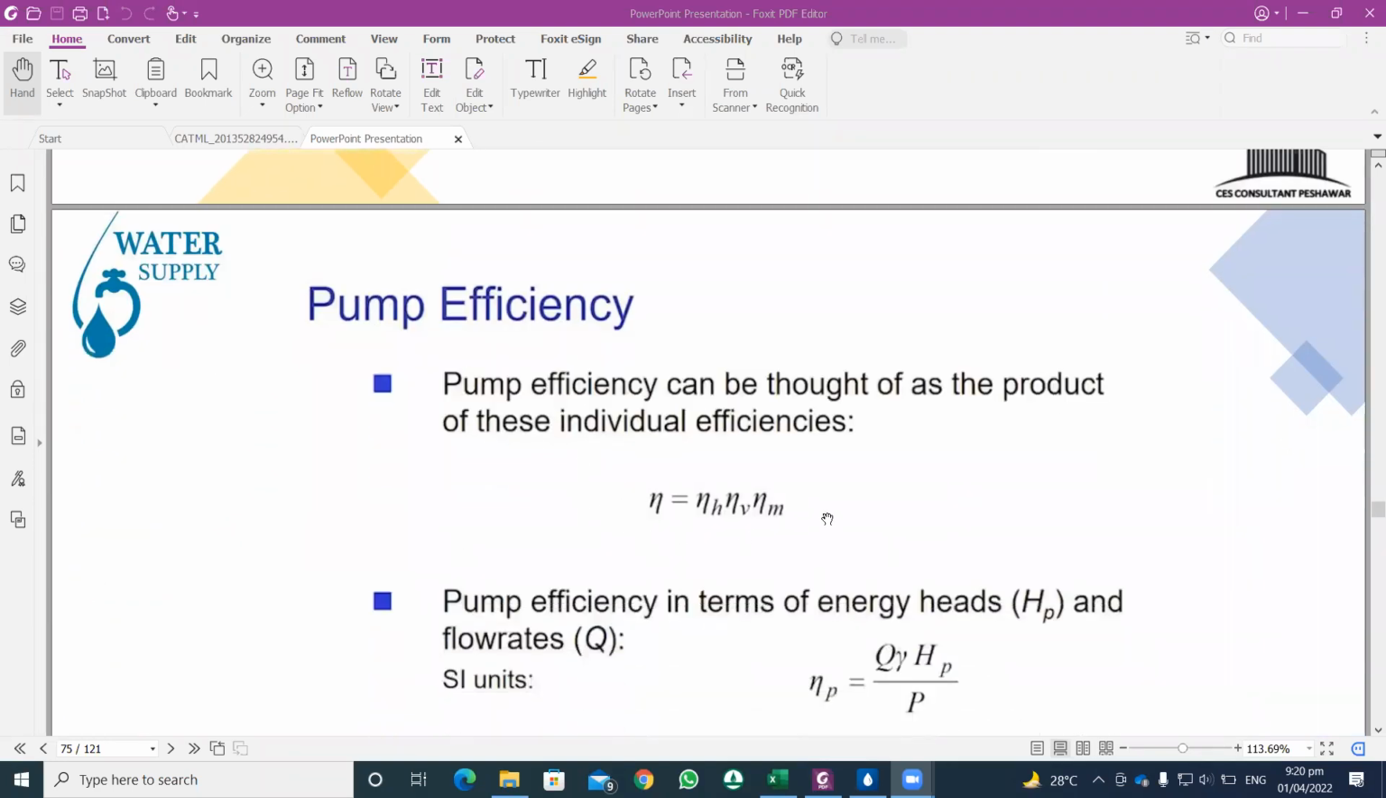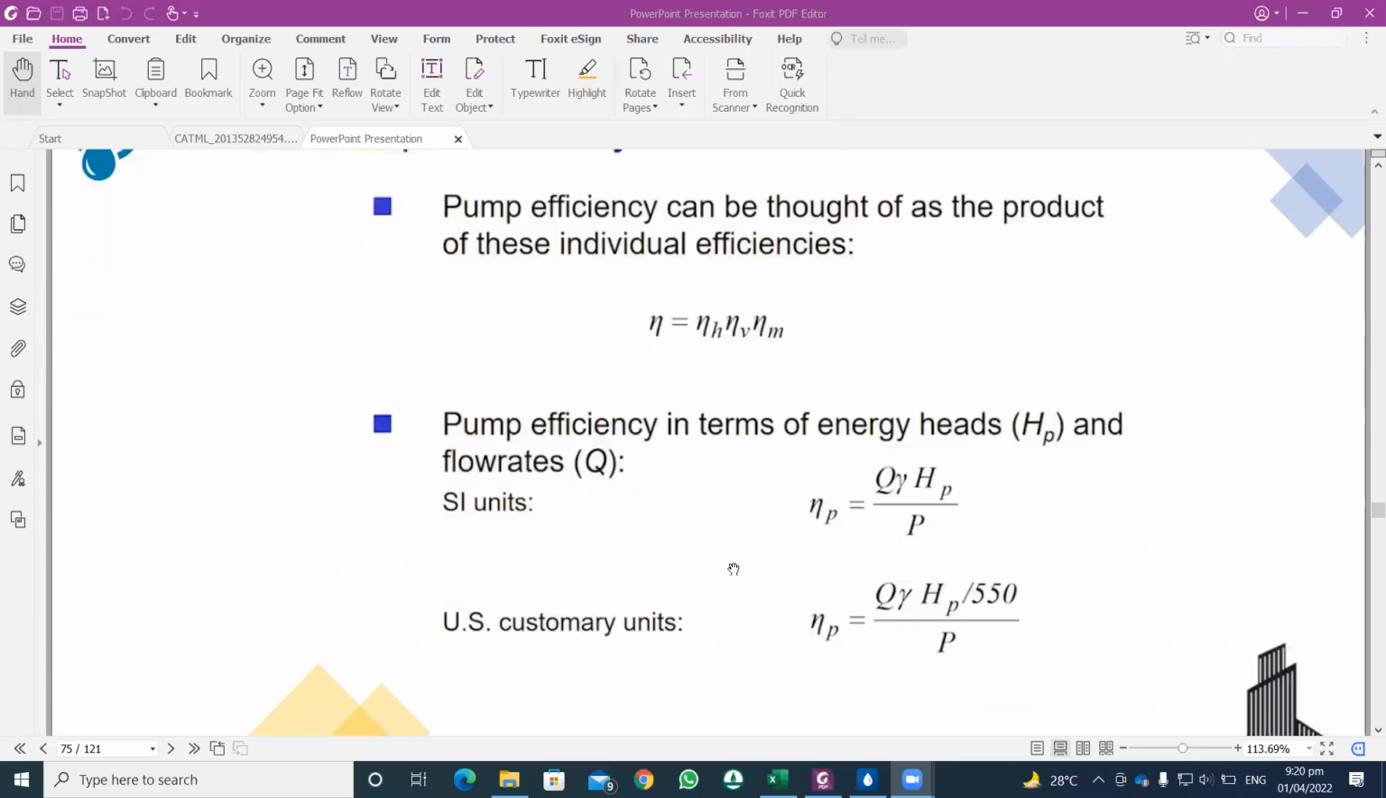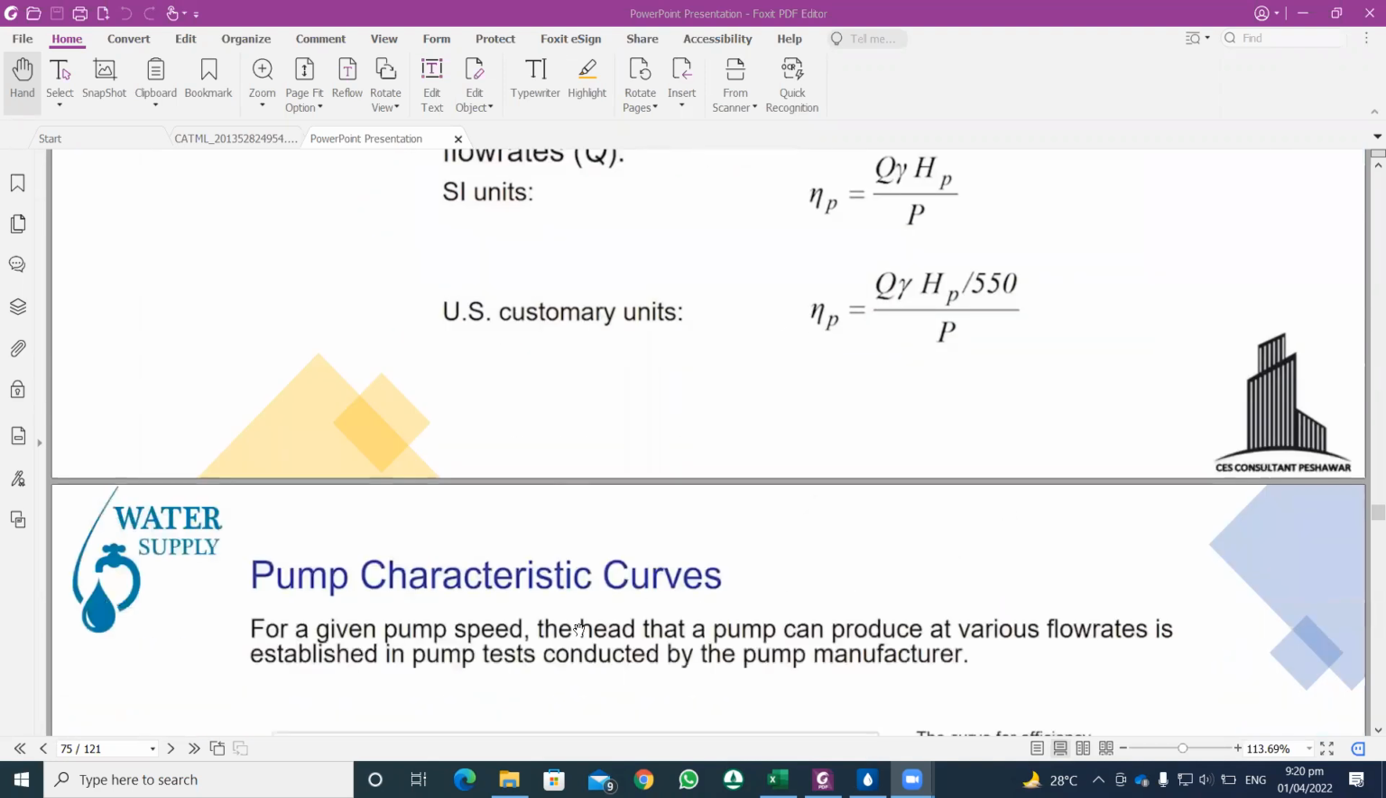Overall efficiency is basically the product of all these efficiencies, and it is determined by this equation: Q gamma HP divided by 550 in the case of US customary units, where HP is the head provided by the pump and P is the power.